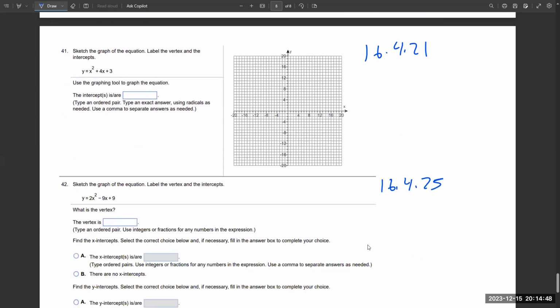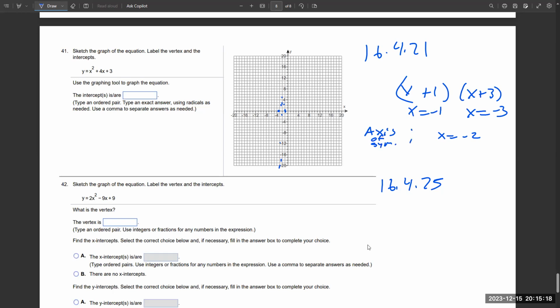Let's go ahead and look at this next one that factors. (x plus 1)(x plus 3) gives me x-intercepts at negative 1 and negative 3. That puts my axis of symmetry halfway in between there, at x equals negative 2.